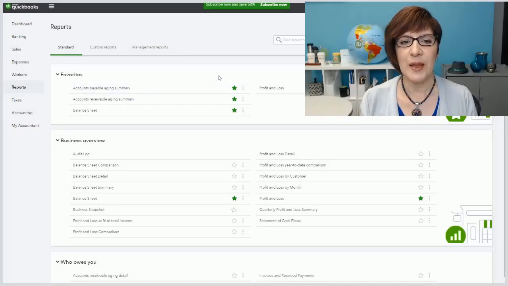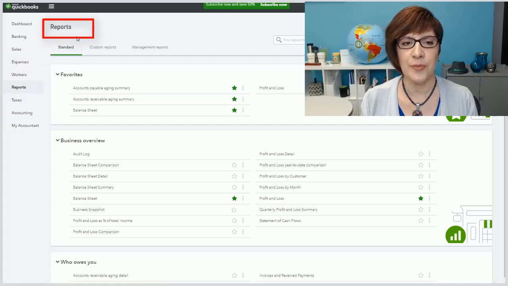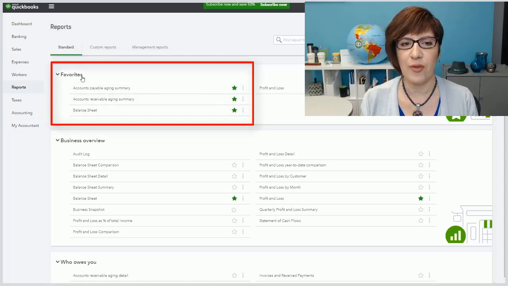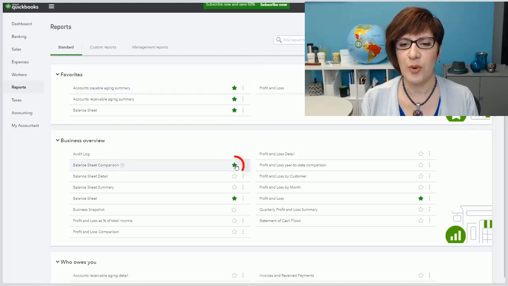Okay, so I am in QuickBooks and I have clicked on Reports, which takes you to the Reports window. The reports that I like to look at are listed here in the favorites. That's the best way to get to your reports. Mark them as favorites. You can just find the report that you want and click on the green star, and it will put them in your favorites.